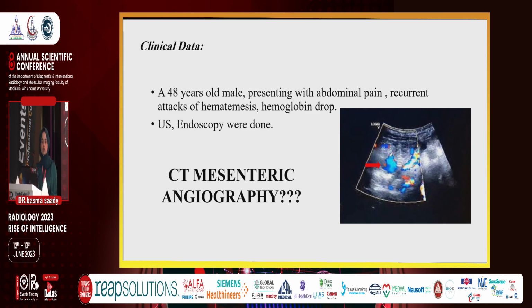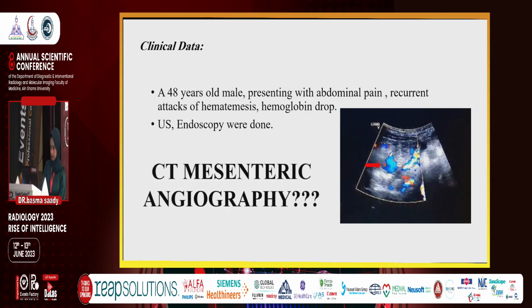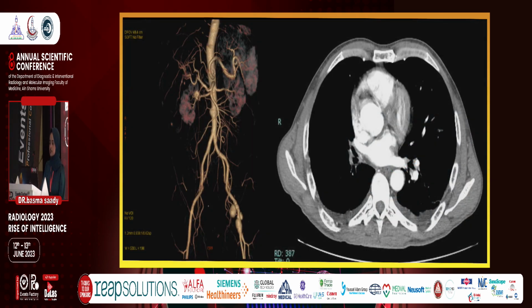Further investigations were done, including labs, CBC, ultrasound, and endoscopy. This is the image of the ultrasound that was done showing abnormal vascular structure with positive color Doppler. So a CT mesenteric angiography was done. This is the 3D reconstruction image along with the film.